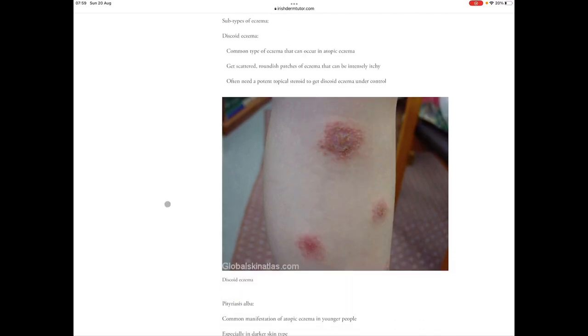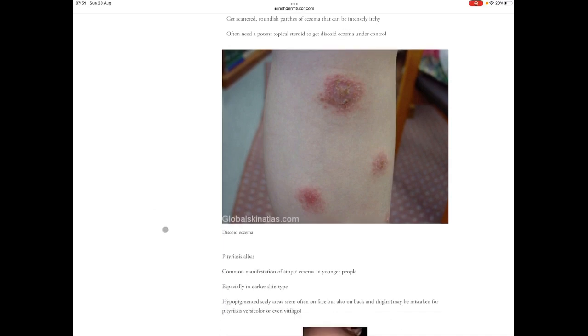So I'll now move on to some subtypes of eczema. Discoid eczema is quite a common subtype of eczema that can occur in atopic eczema. As in the image here, you get these scattered, rounded, quite thick patches of eczema, and they can be very itchy. You often need quite a potent topical steroid to get this discoid eczema under control, and you might even need to put the steroid under occlusion so that it can penetrate into these discoid areas.